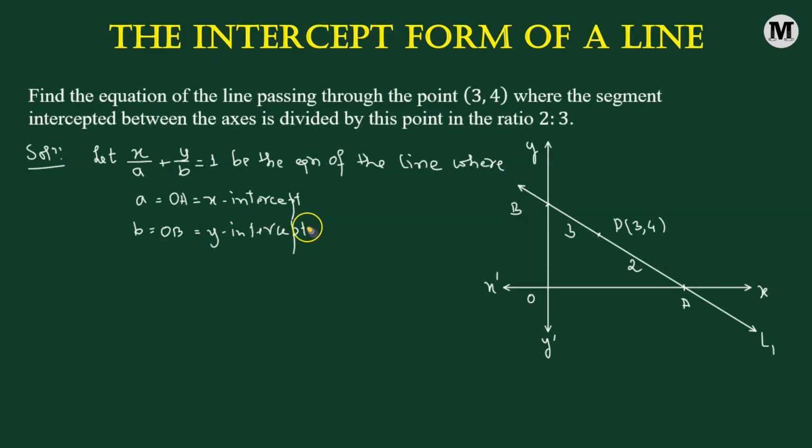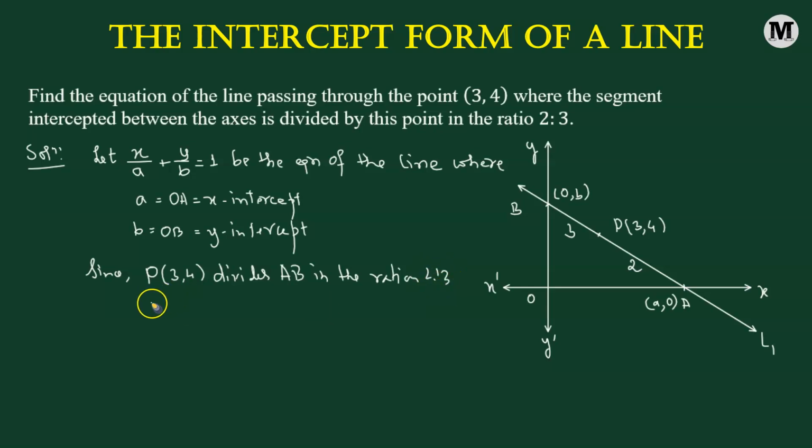Fine. Now that we have the x-intercept and the y-intercept, we can also define the coordinates of point A. The coordinates of point A are simply (a, 0), and the coordinates of point B are (0, b). Now since it is given that the point P, having the coordinates (3, 4), divides the line segment AB in the ratio 2:3, in essence, AP to PB equals 2:3.